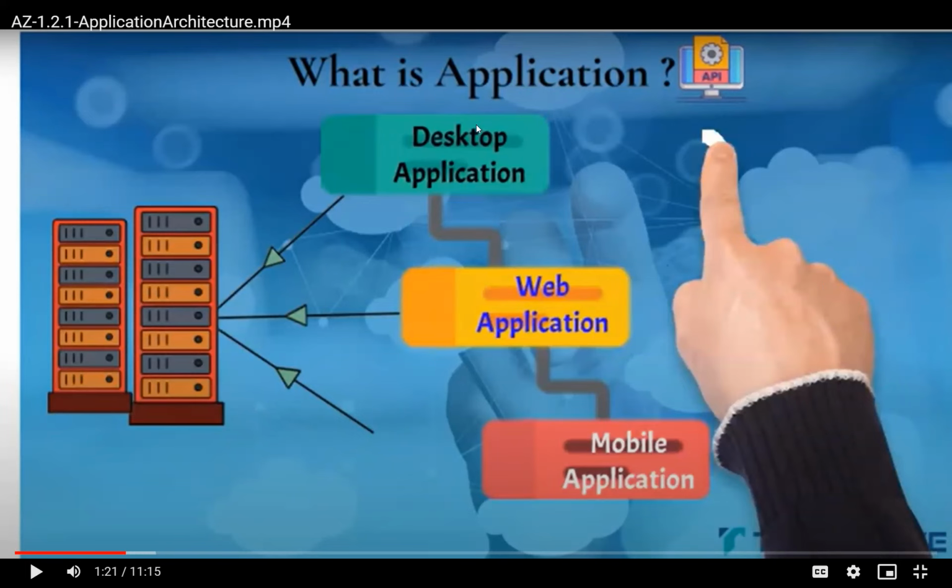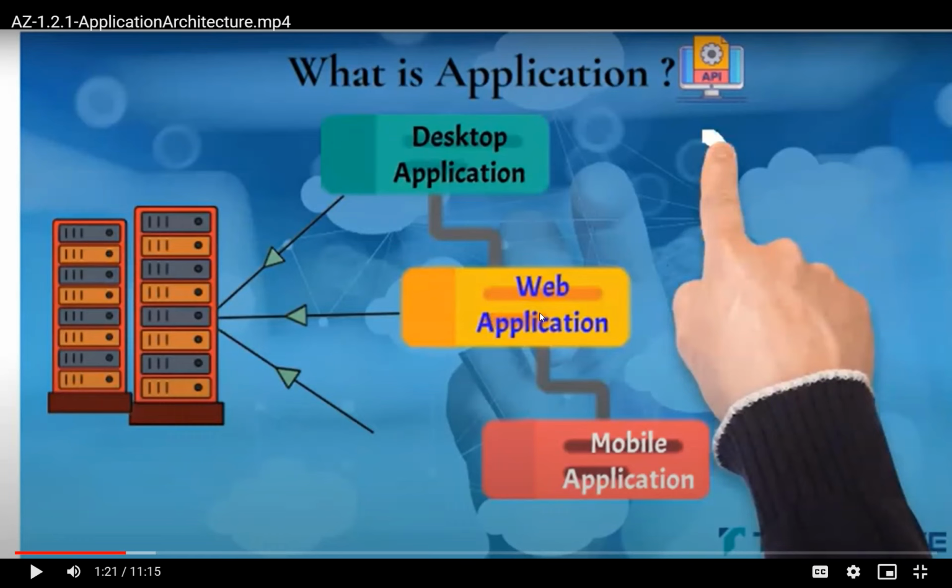Okay. So for desktop applications, you don't need any internet. They will just run without any internet. If you have the exe file in your machine, in your laptop or desktop anywhere, and you just double click on that, your desktop application will launch. Whereas for a web application, you need internet.